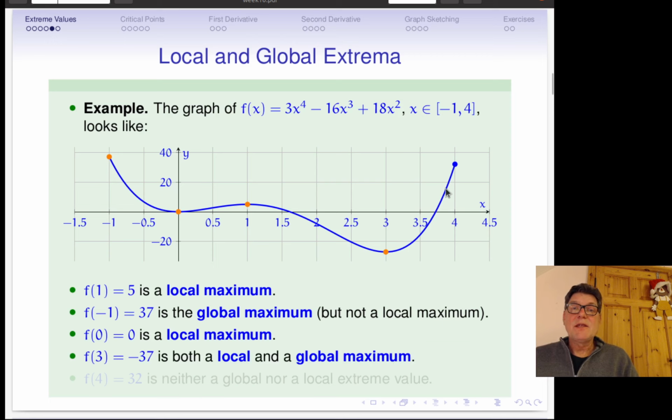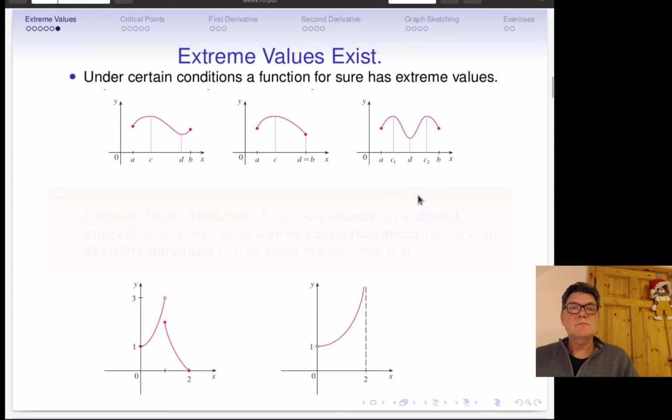Finally, the other endpoint of the interval gives the function value 32 as the value at 4, and that's neither global nor a local extreme value, neither maximum nor minimum, neither global nor local. Let's finish this off with a little theorem which describes the circumstances under which extreme values exist.